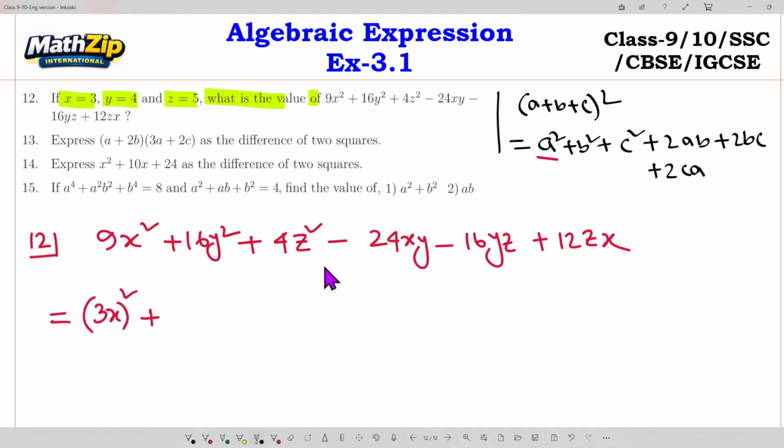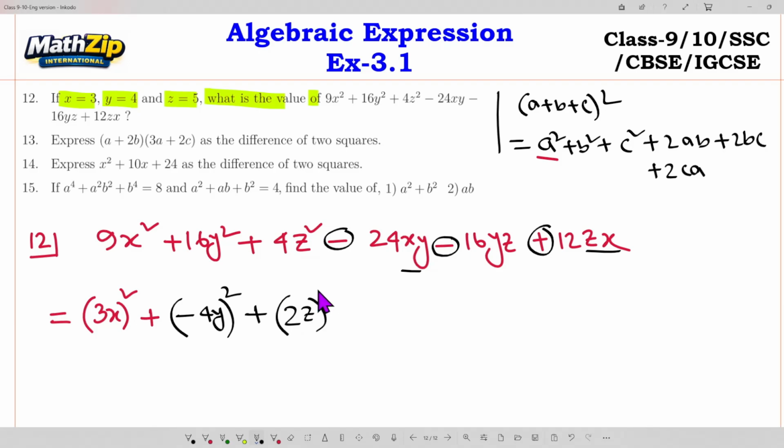Look, our target is to make everything plus, but here xy becomes minus and yz also becomes minus, but when the relation is with z and x, it becomes plus. So in this case we can write minus 4y square. So minus square, it means (minus 1) square is a plus, 4 square means 16, y square means y square. Everything is now normal. Plus 4z square, we can write 2z square.